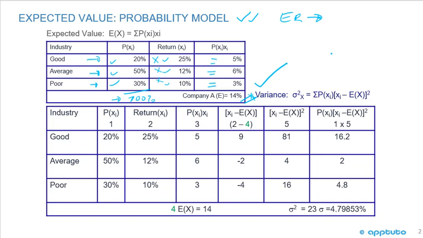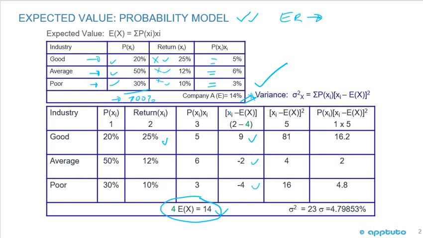Okay? So then how do we calculate the variance or the standard deviation? Well, we can see here columns 1, 2, and 3 are just the same as the table above, okay? And we have here our expected return is 14. So in this column, we do our return, which is 25%, minus our expected return, which is 14%, and we get 9%, okay? 12% minus 14%, negative 2%. 10% minus 14% is negative 4%.